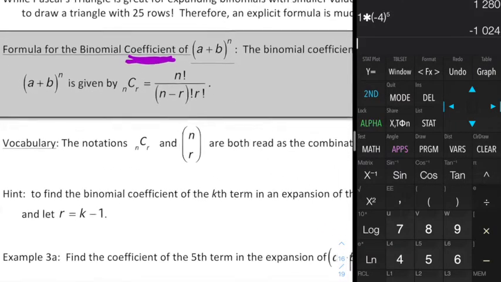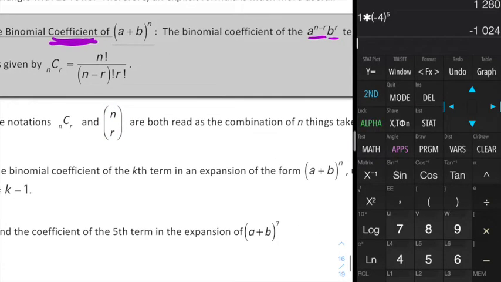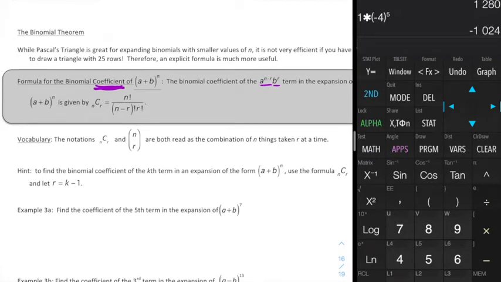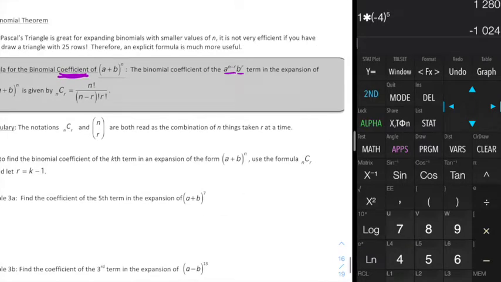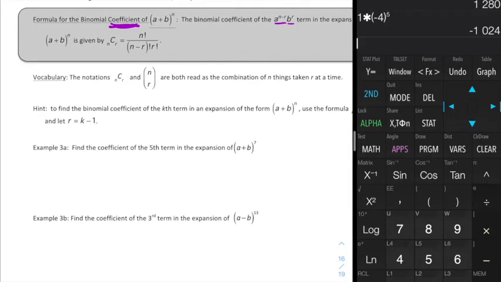Okay, some vocabulary and notation: nCr, and if you write n and then r with little parentheses or brackets around it, those are both read as the combination of n things taken r at a time. And then this little hint here, I think this is important. To find the binomial coefficient of the kth term in an expansion of the form (a + b) to the n, use the formula nCr, and let r be k minus 1. I'll show you what that means in a second.